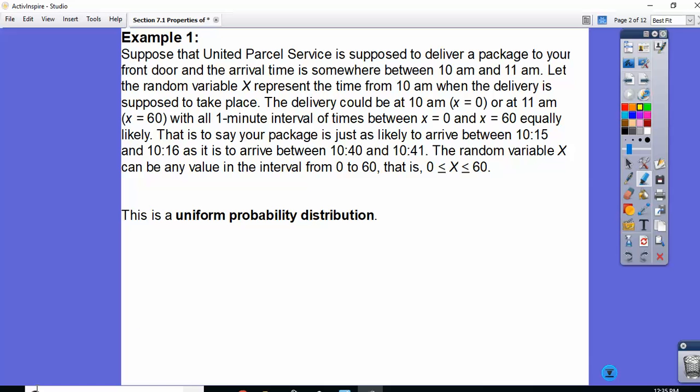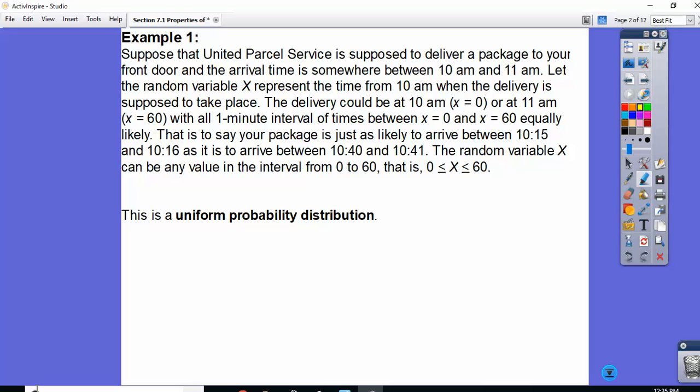So, suppose that the United Parcel Service is supposed to deliver a package to your front door, and the arrival time is somewhere between 10 a.m. and 11 a.m. Let the random variable x represent the time from 10 a.m. when the delivery is supposed to take place. So at x equals 0, that's at 10 o'clock. 11 o'clock would be at x equals 60. I'm doing 1-minute intervals in between. And each of those is equally likely.